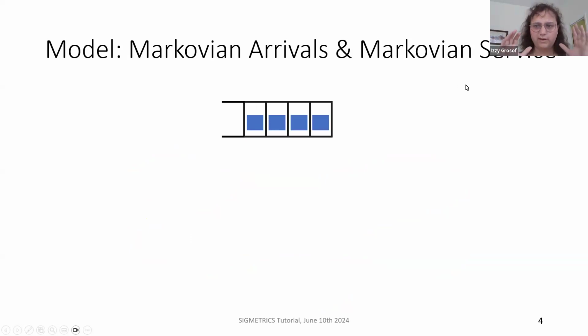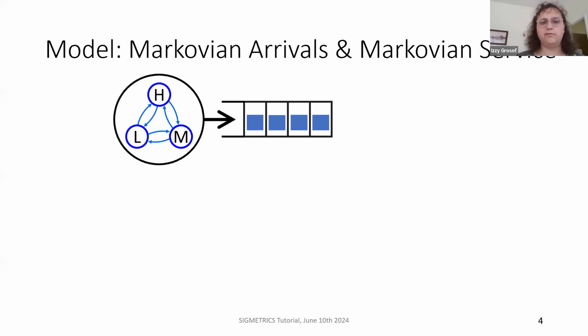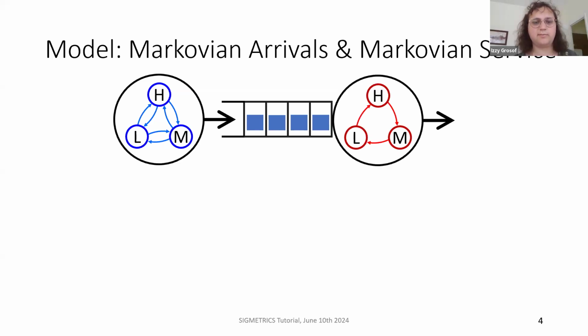So the core of it is a queuing system. We've got a single queue, some number of jobs in the queue, jobs are undifferentiated. But the interesting part is with the arrival process and the service process. Both of these have continuous time Markov chains with different states corresponding to different arrival rates to the system, and another continuous time Markov chain with different service rates from the system.